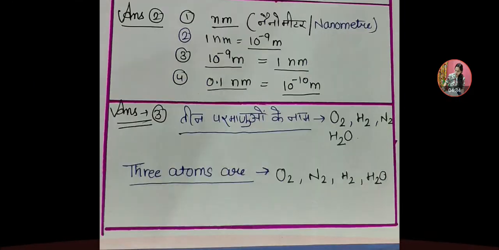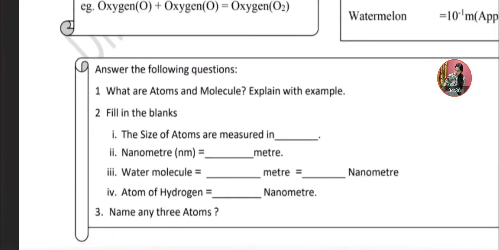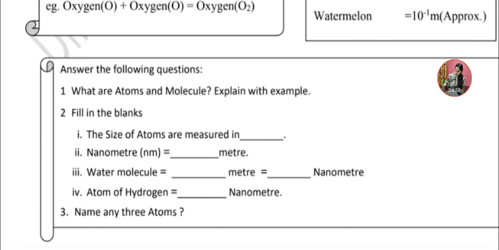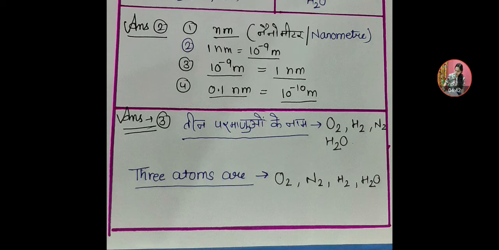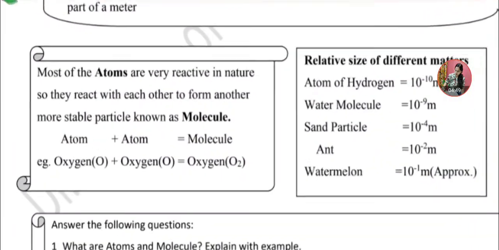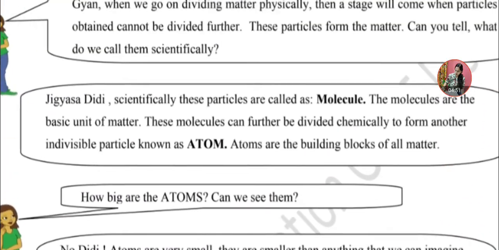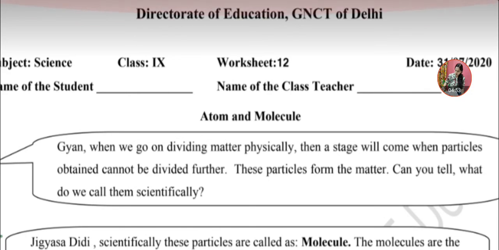Move on to our last question, students. Name any 3 atoms. Here are the examples: O2, N2, H2 and water. Okay. I think this worksheet is clear to you about atoms and the molecules.